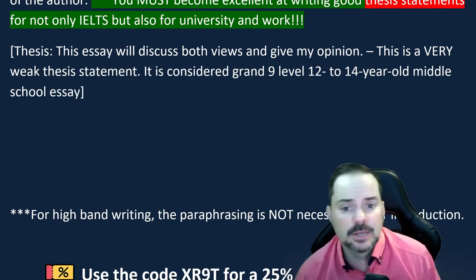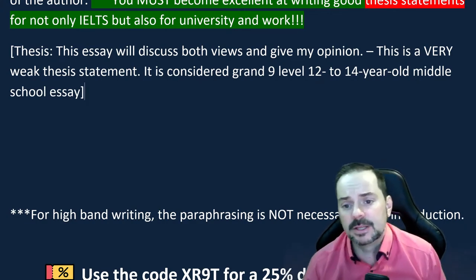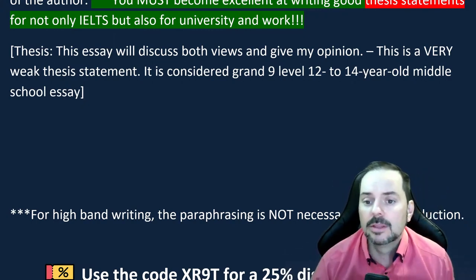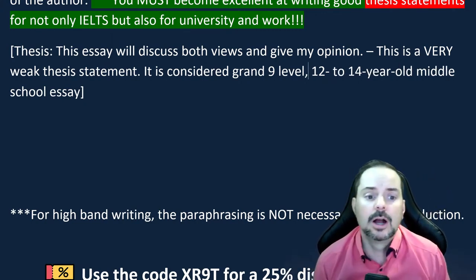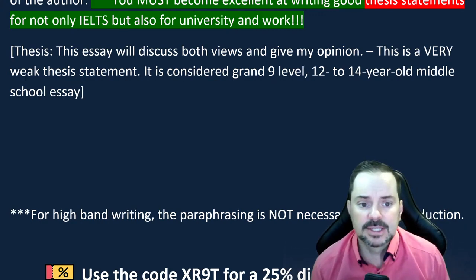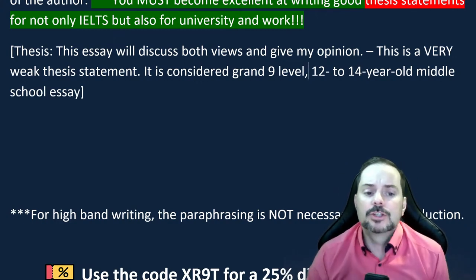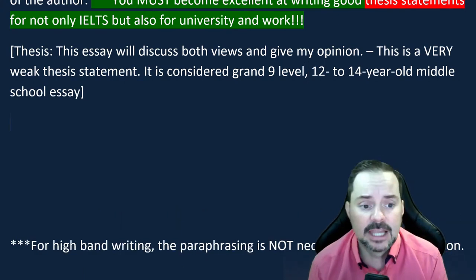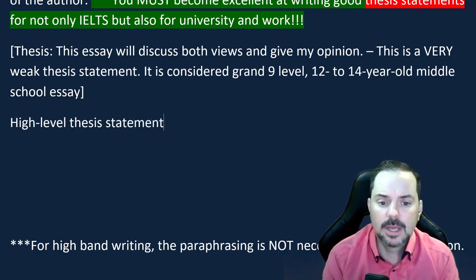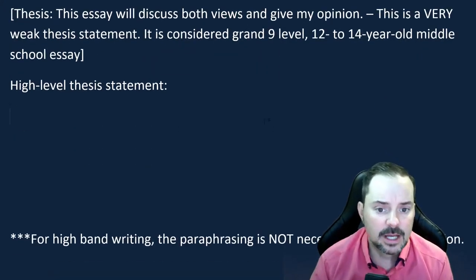So when you write a thesis like this, essay will discuss both views and give my opinion, this is a very weak thesis statement. It's considered to be like grade 9 level. Usually a Canadian student in junior middle school that's like 12, 13, or 14 years old will write this kind of a thesis statement, okay? Even a high school student will have a more advanced level thesis statement in their essay. Is that clear, everyone? Okay, hopefully it is. All right, okay. So we need a better thesis statement. I'll show you what a high level thesis statement is, okay? And you can write your own as well, okay? So a high-level thesis statement would be something like this.